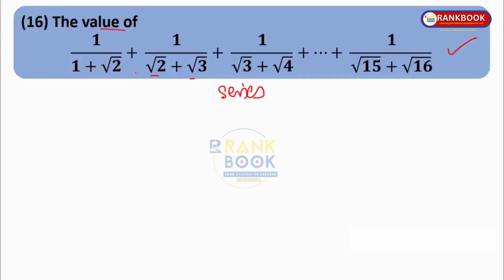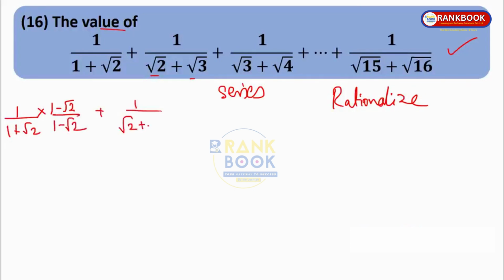Can we take something common? Again it is difficult, we cannot take directly something common. So what to do? Since we have root sign in the denominator, what have we learnt? We rationalize. How to rationalize? Very easy. Rationalize each term. 1 upon 1 plus root 2 multiply and divide by 1 minus root 2, 1 minus root 2, plus 1 upon root 2 plus root 3.